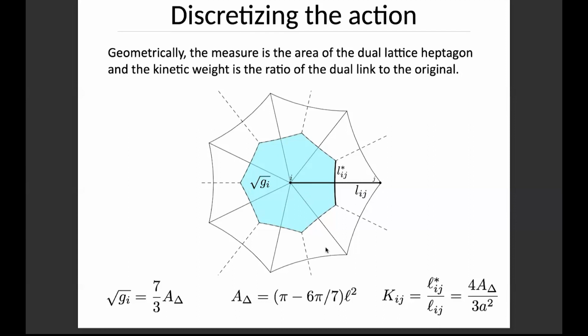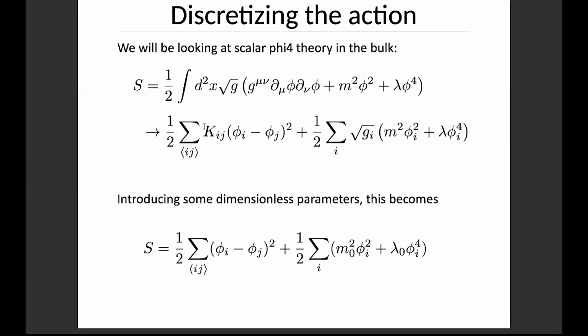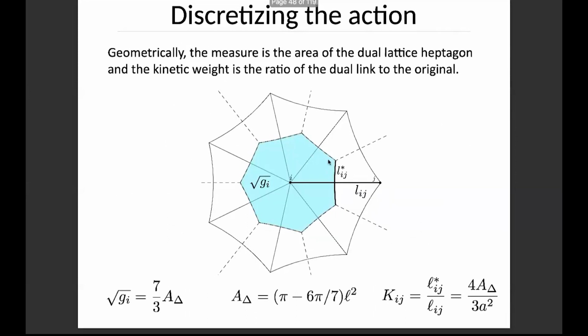And the kinetic weight, so this coefficient in front of the derivative terms, this finite difference term here, is just the ratio of the dual link, the side of this heptagon, to the side of the equilateral triangle, right? So there's, again, more math on this page, but geometrically it makes intuitive sense what these objects are on the lattice.